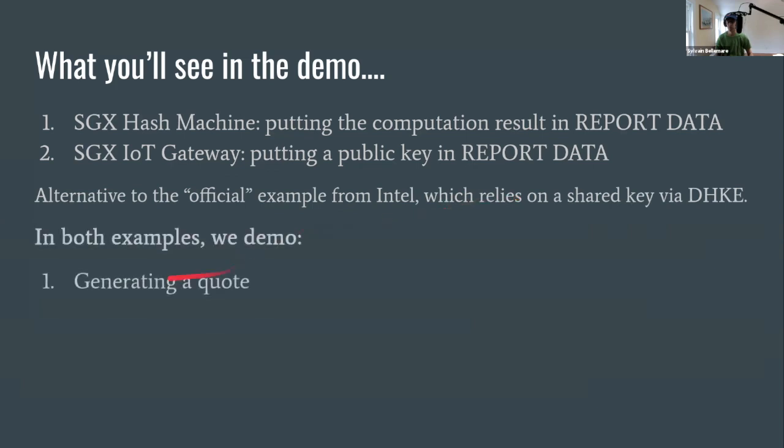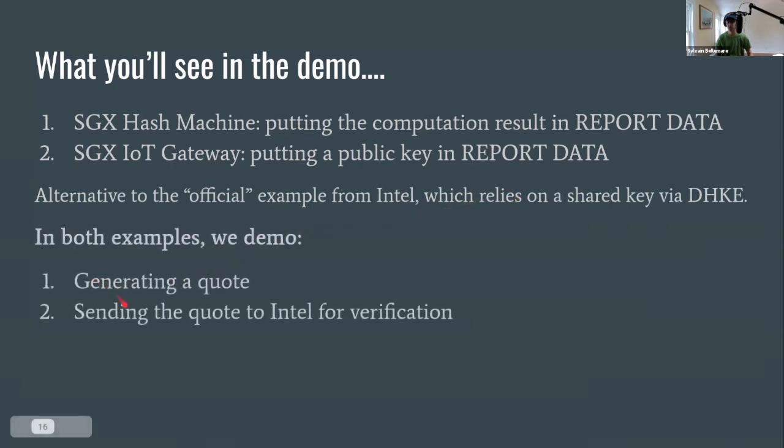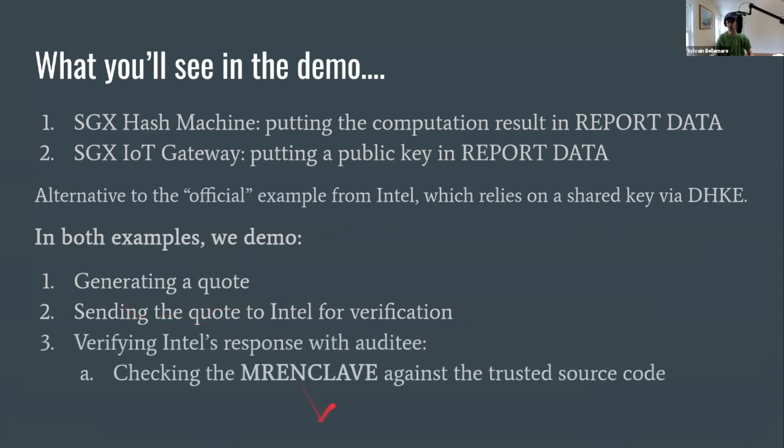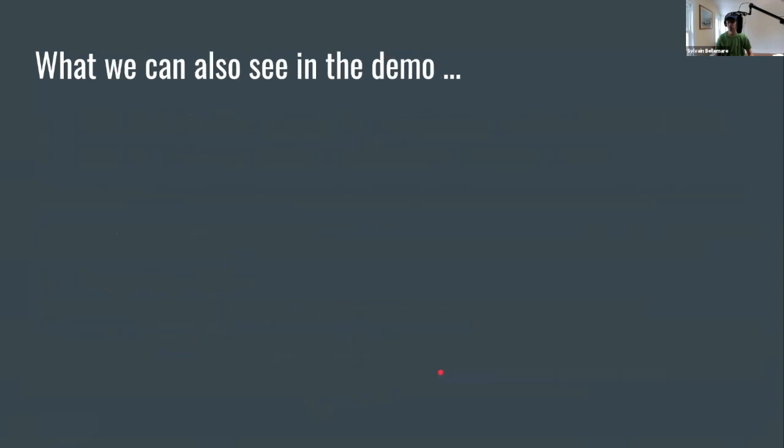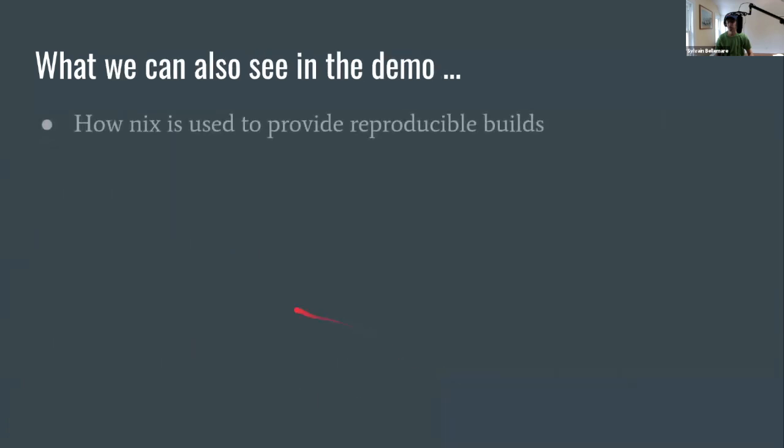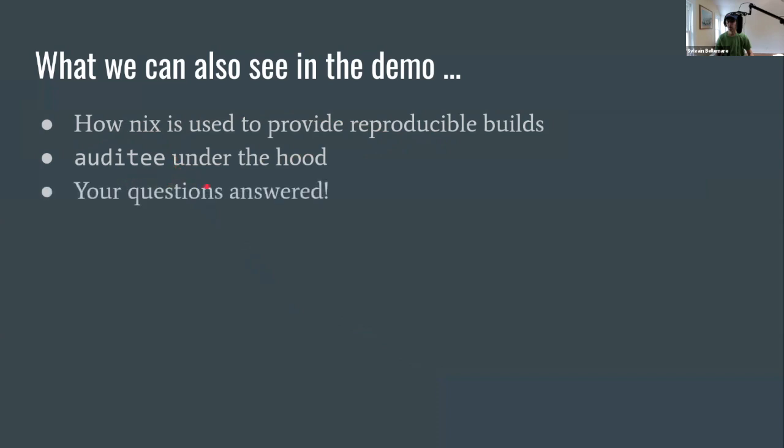In both examples, we'll see how to generate a quote, send the quote to Intel for verification, and verify Intel's response with Auditee, especially checking the MR enclave against some trusted source code. What we can also see, if some of you are interested, and depending on questions, is how Nix is used to provide reproducible builds, Auditee under the hood, and any questions you have.